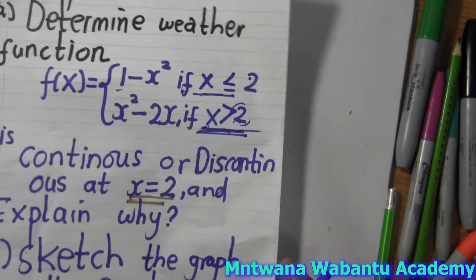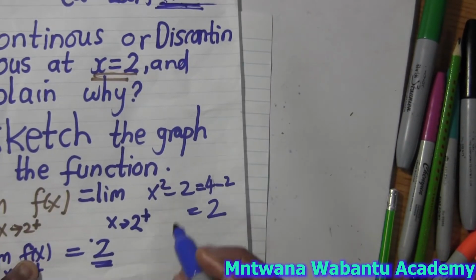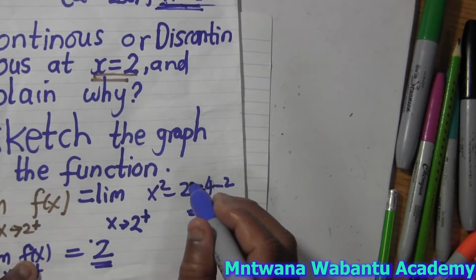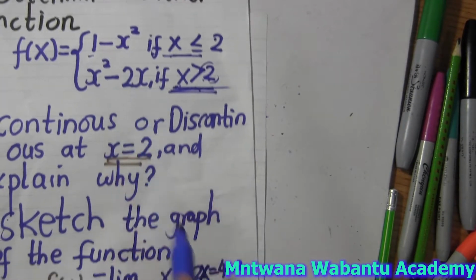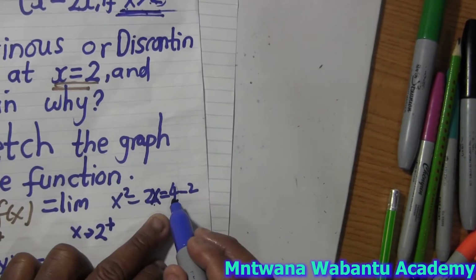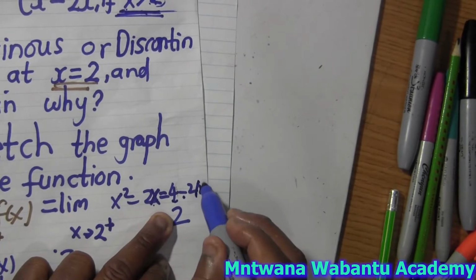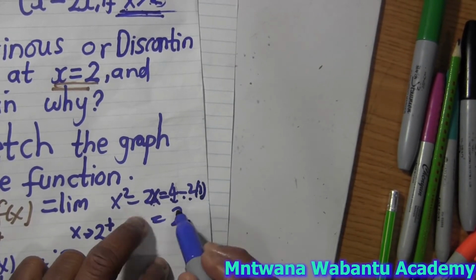Oh, I made a mistake. Excuse me, my apology. This is not right here. You know why it's not right? Because this has to be 2x, not x squared. So this must be 2x. So this is going to be 4 minus 2 times 2. Okay, so 4 minus 4 is equal to 0.